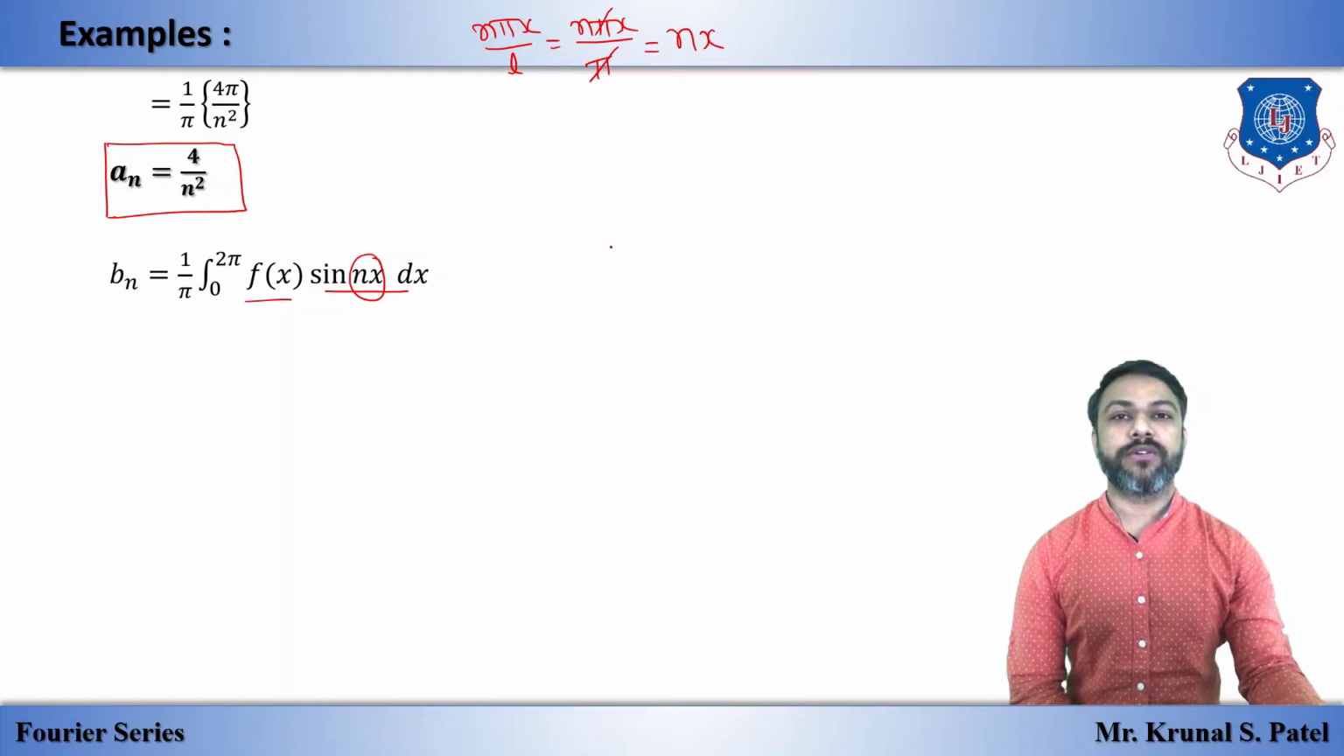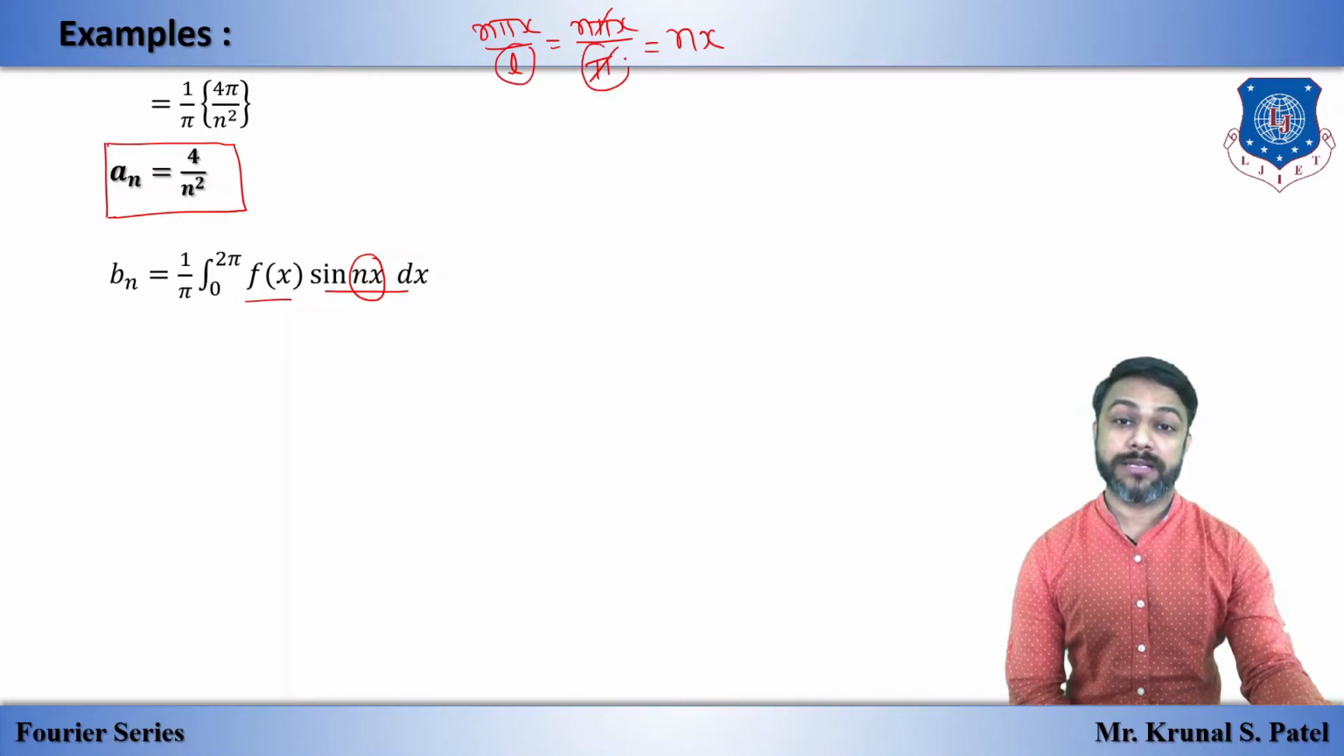So here you may have a question in your mind, sir, L may be different from pi. Yes. So L depends on the given interval. So in each and every example, you have to first find L, then find the angle, then start the example. So here we have sine nx.